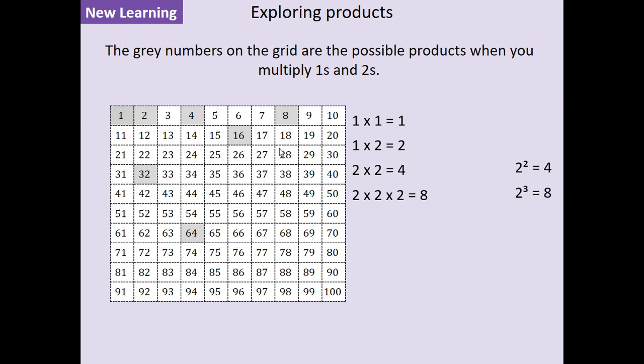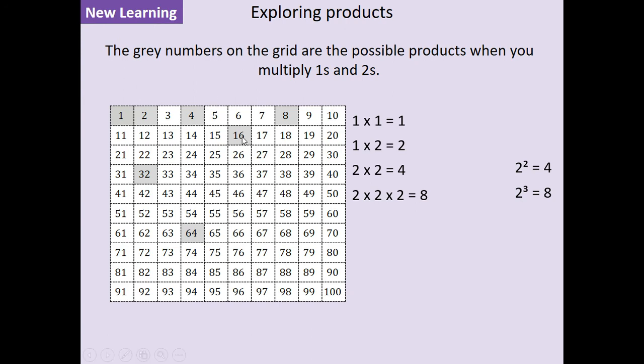Okay, so remembering from previous lessons, the 2 in this case is our base number. And the 3 is telling us how many times we're going to multiply that base number by itself. So in this case, it's 3 times. So we have 2 times 2 times 2.